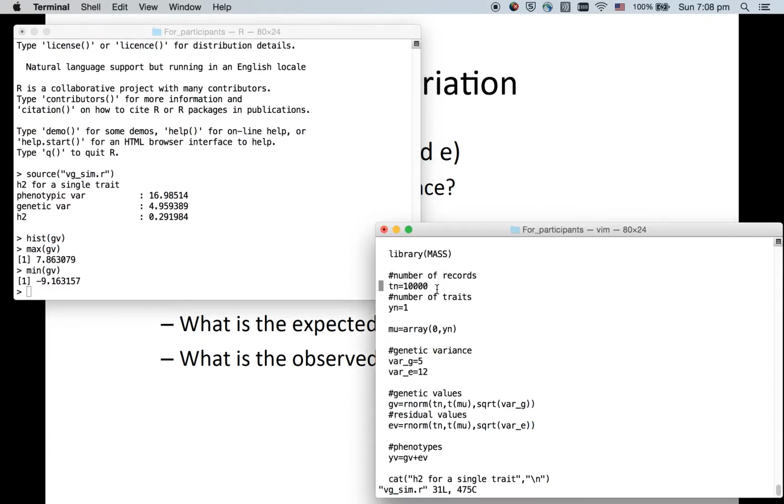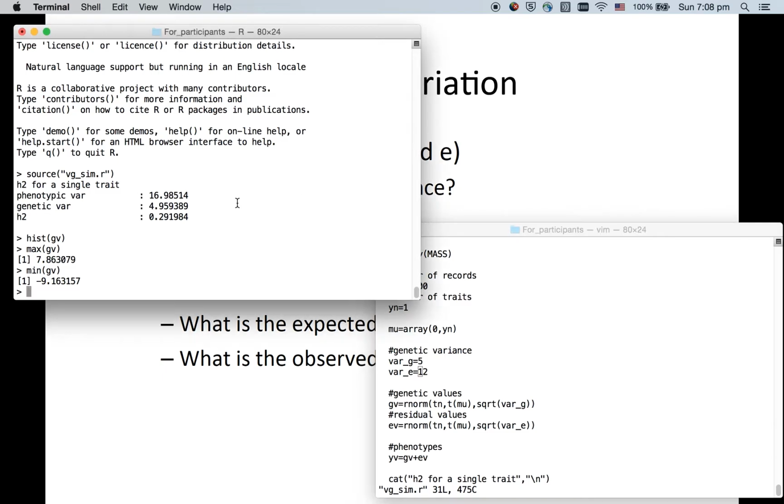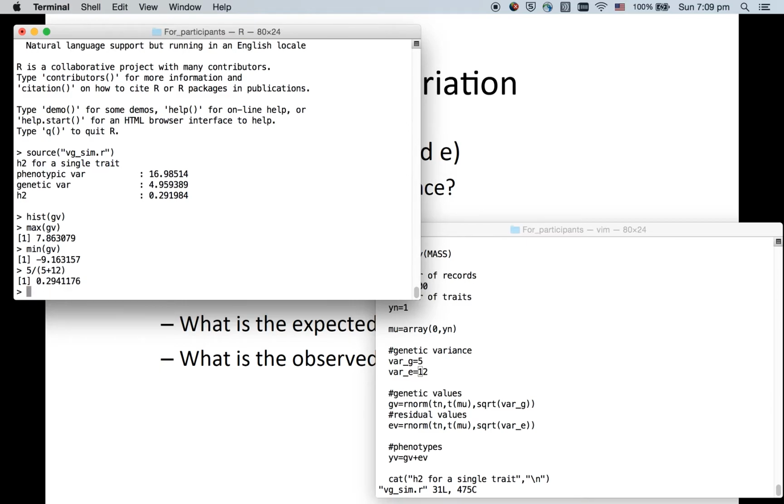So from the simulation, we assigned as the true simulated value for the genetic variance as 5, right? Then the residual variance is 12. So what is the expectation? That is genetic variance divided by genetic variance plus residual variance, right? So the expected heritability is 0.294, okay?